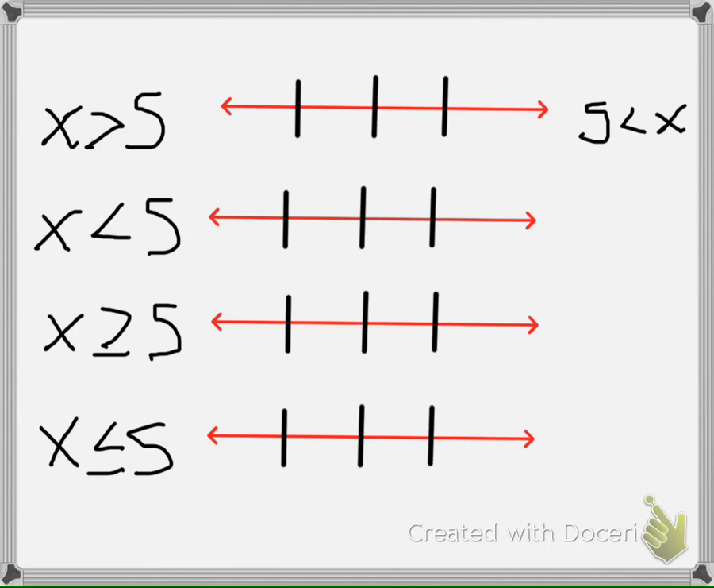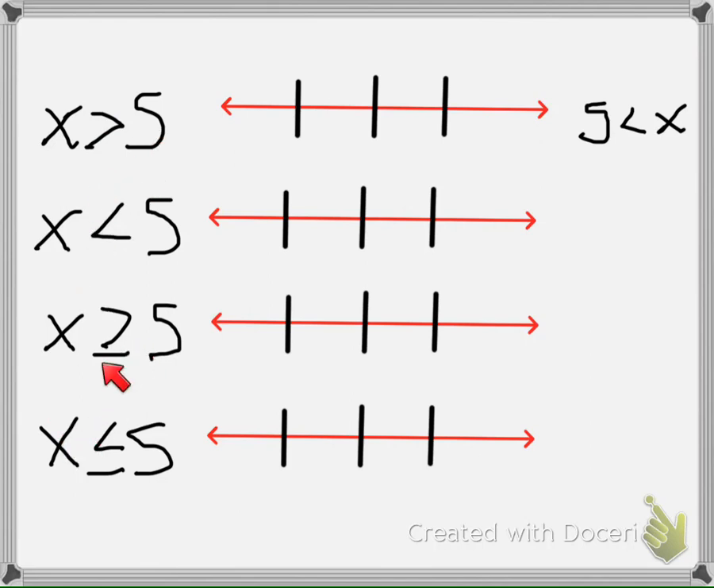This first problem reads x is greater than 5. When the open part faces the variable, then it's x is greater than 5. So write that down, x is greater than 5. And here we have x is less than 5. My rule is when the little pointy part faces the variable, it's less than. Okay, so greater than, less than.